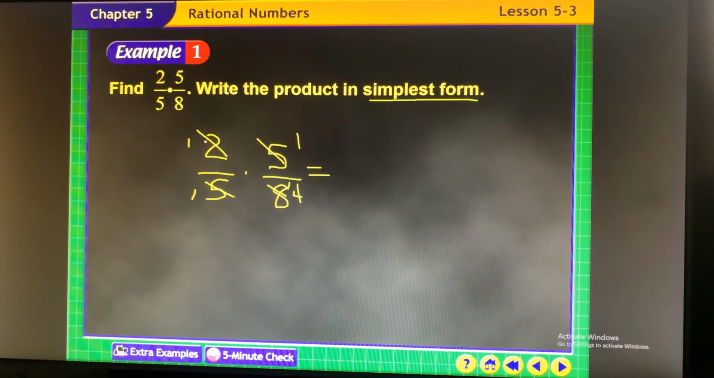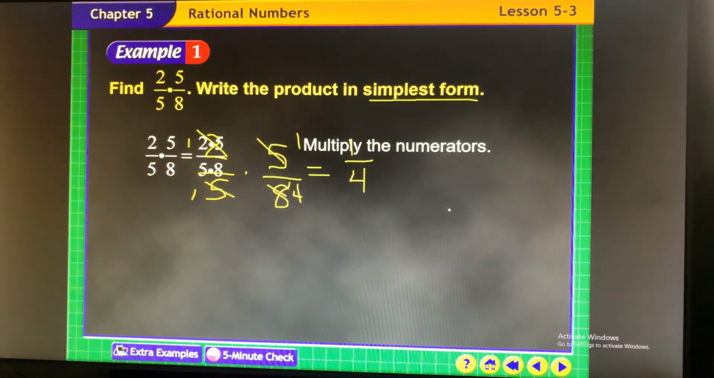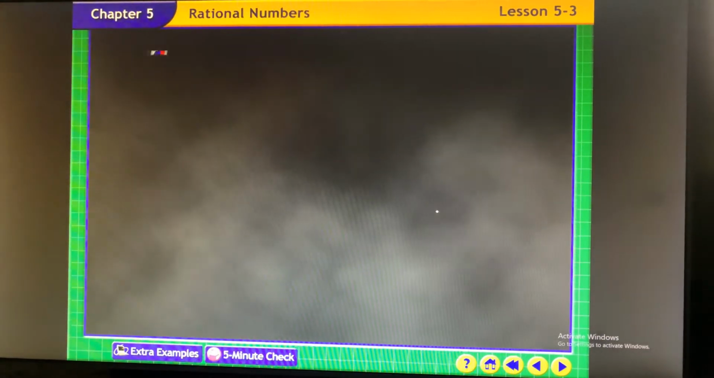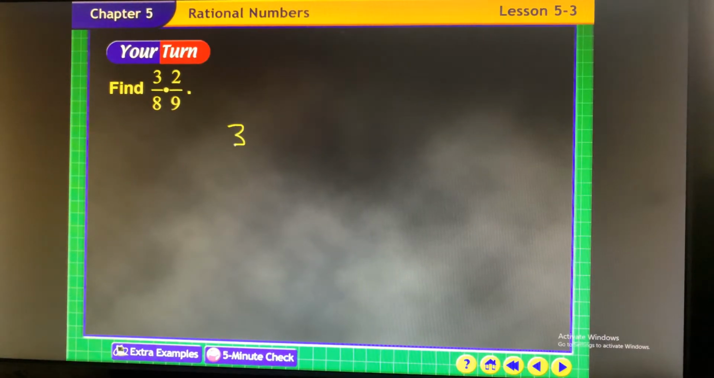Then you just multiply straight across. 1 times 1, 1 times 4. Done. 3/8, 2 9s.